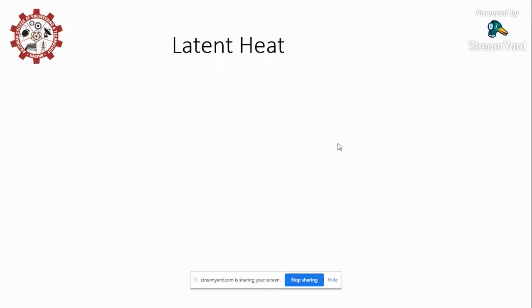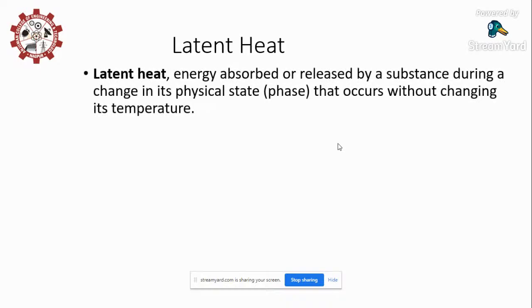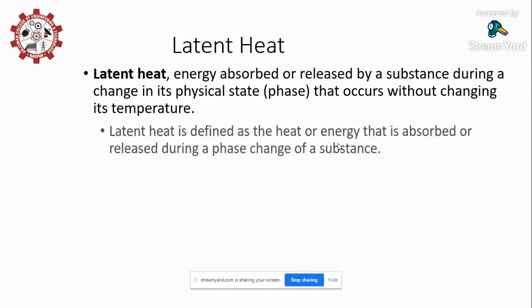Next word is latent heat. ये भी हीट से ही रिलेटेड है, आपके फ्यूल से ही रिलेटेड है. लेटेंट हीट को मैं सिंप्लीफाई और सिंपल वे में सिर्फ यही करूंगी, it is the hidden heat, जो छुपी हुई रहती है, जो बहुत ज्यादा इंपॉर्टेंट है. Latent heat is nothing but the energy absorbed or released by a substance during the change in its physical state. That is when from solid to liquid or from liquid to gaseous or vice versa, that occurs without changing its temperature. So that is known as latent heat.